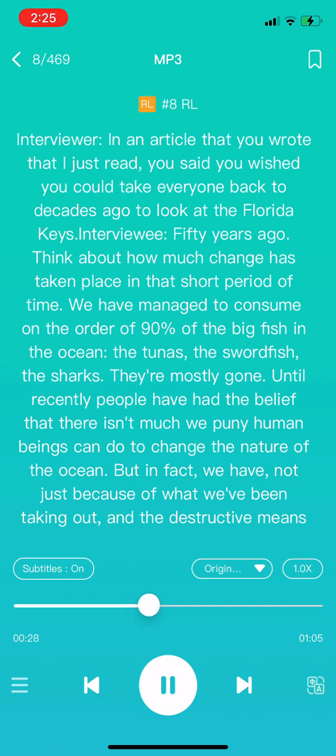Until recently, people have had the belief that there isn't much we puny human beings could do to change the nature of the ocean, but in fact, we have, not just because of what we've been taking out, and the destructive means often applied to take fish and other creatures from the sea, but also what we're putting into the sea, either directly or what we put into the atmosphere that falls back into the sea.